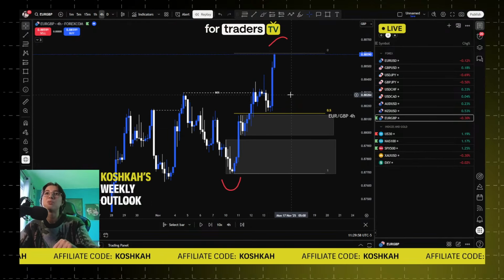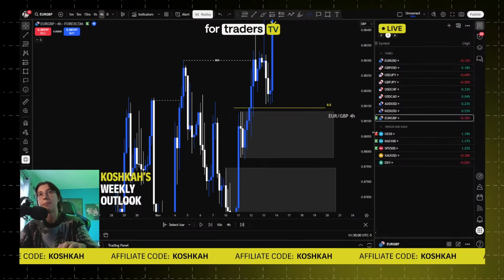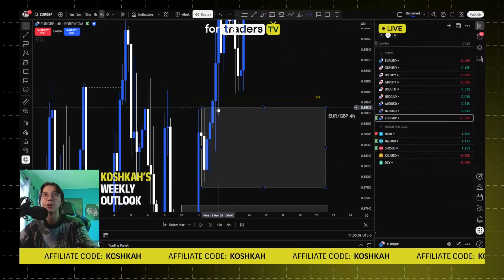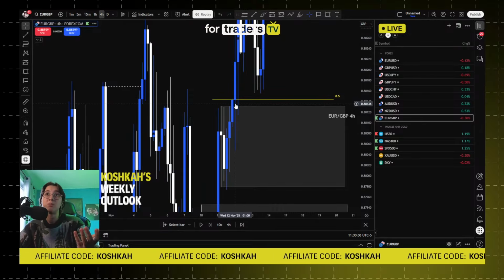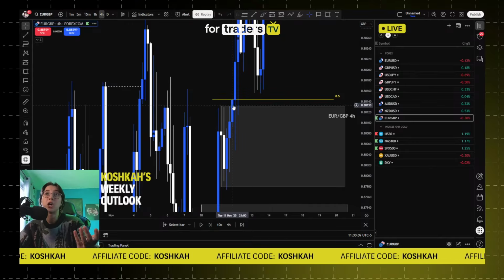First of all, it needs to be connected to a fair value gap or an imbalance. As you can see right here, there's no fair value gap or imbalance at all. This got already mitigated. There's no gap at all in this body closure.